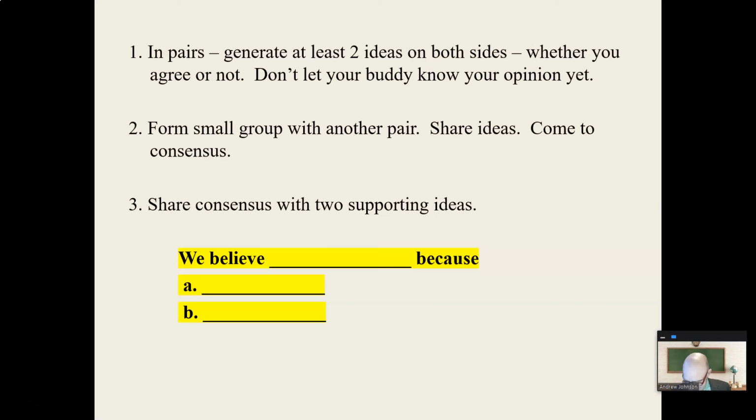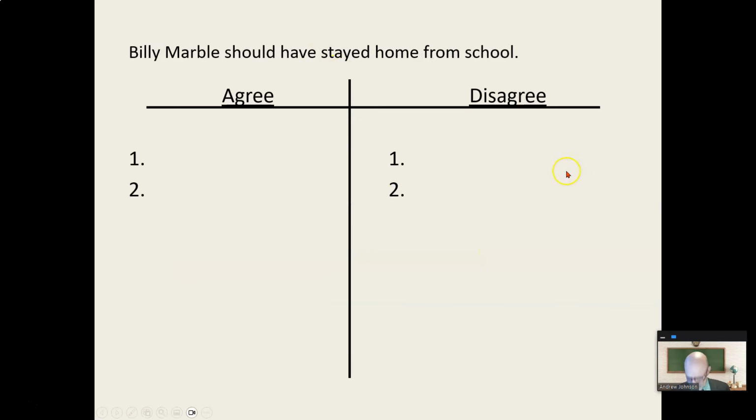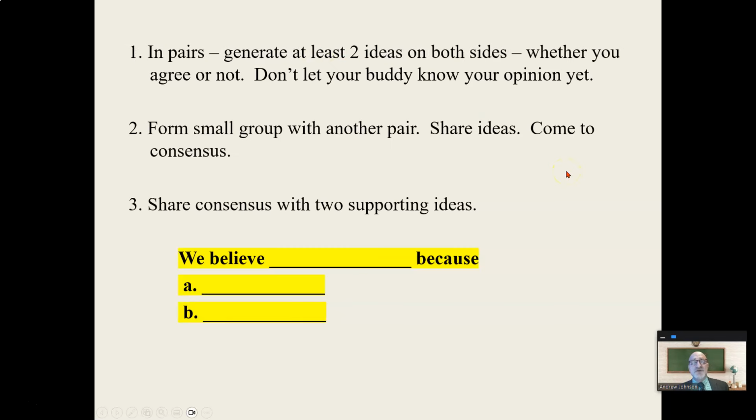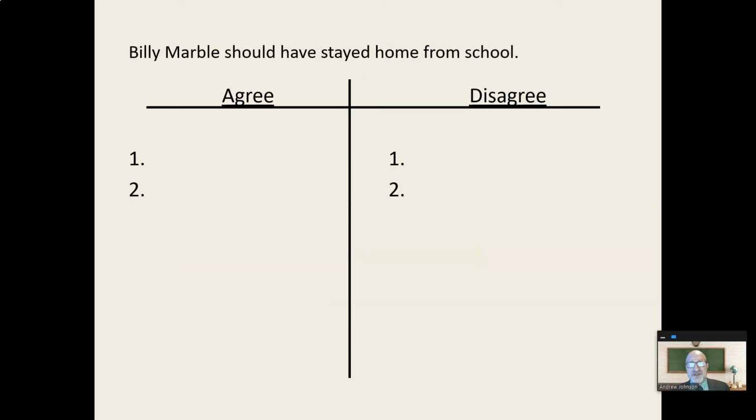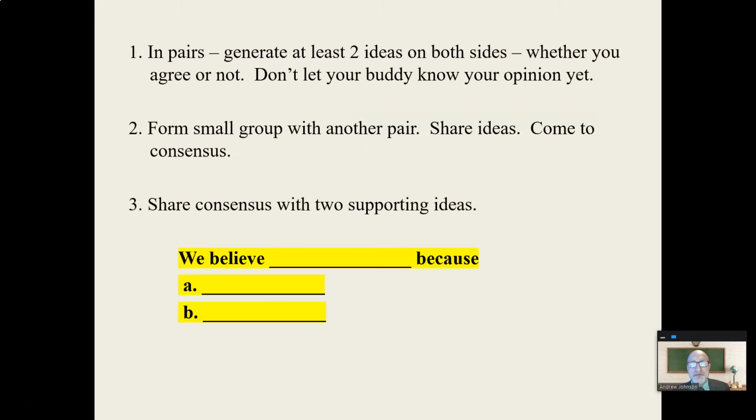For a T-Talk, and here's the T, you see it, there's the T. Students first meet in pairs to generate at least 2 ideas on both sides of the T, whether they agree with it or not. Step 1, agree and disagree. They meet in pairs and they get ideas on both sides of the T. And that takes about 5 minutes.